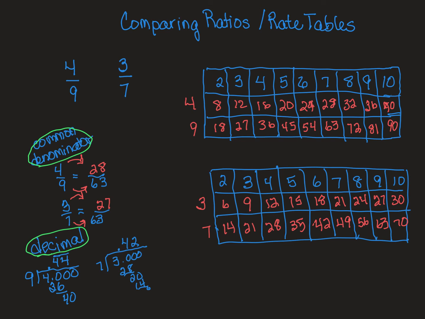And now I'm checking to see if any of these have a common denominator, a common basis to compare. And here it is: 27 out of 63 and 28 out of 63. So here's a way to compare using rate tables. Obviously, certainly not the quickest, but I did want to get rate tables in here because you will be comparing ratios and rates using tables. So I just wanted to give you another opportunity to see what that looks like. Okay, good deal.